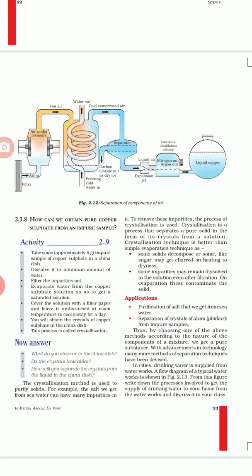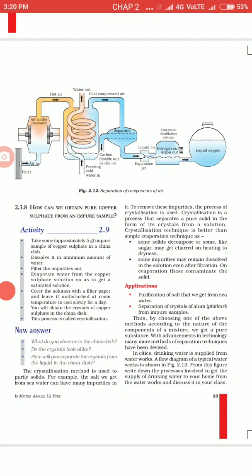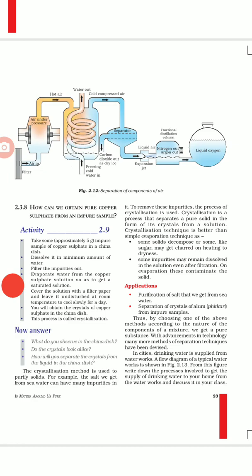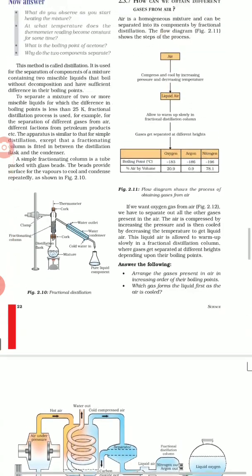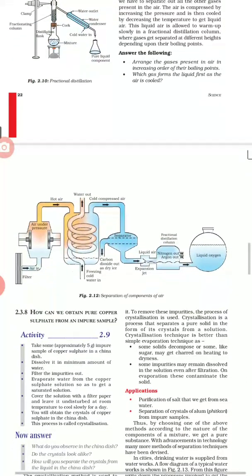And at last what do you get? Liquid oxygen. Okay, and there are different outlets shown. These different outlets are for nitrogen and argon. Okay, so till here is it clear? Components of air, how can we obtain different gases from air?